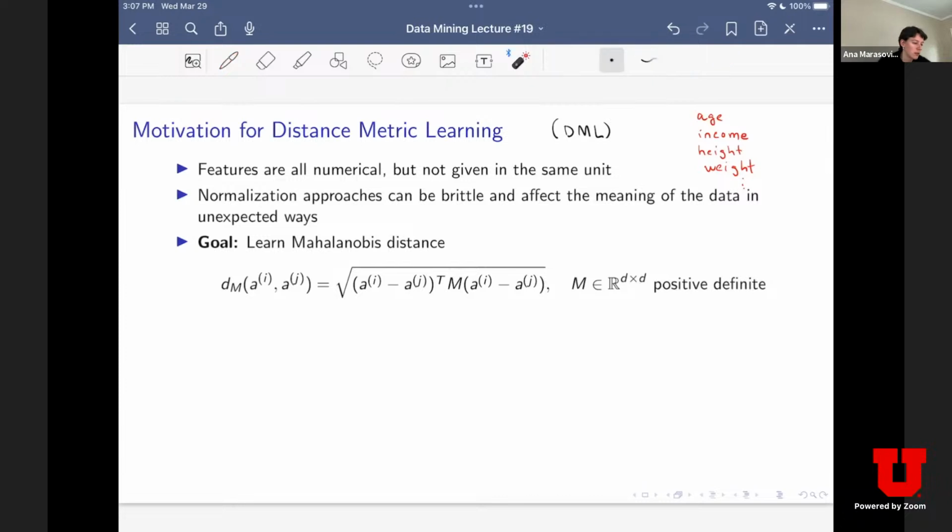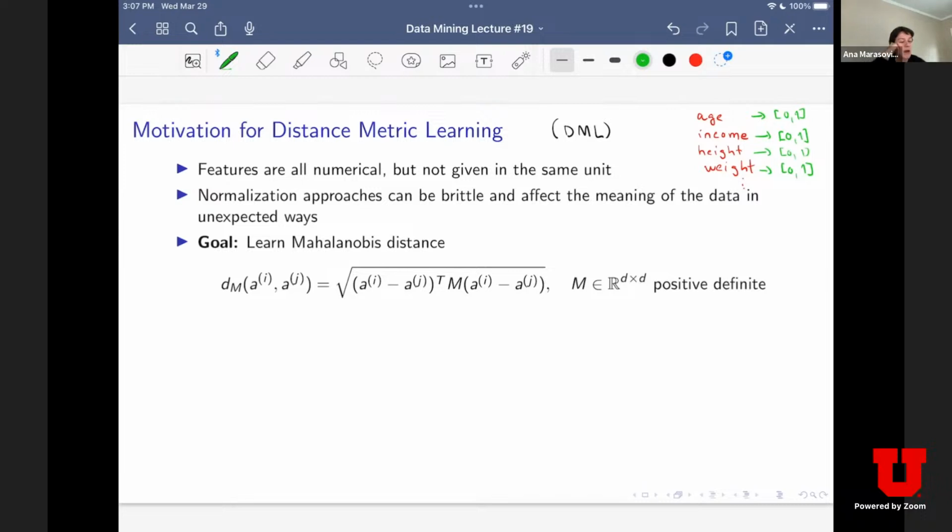So one thing that is standard, but very finicky and very brittle, is to use some kind of normalization approach, such that you scale each one of these things to the same range. So you use some kind of scaling to say, okay, ages are going to be all in the range of 0 to 1. Income will also be in the range of 0 to 1, height as well, weight as well. So you kind of artificially set them all to the same ranges, and it might seem like they're in the same unit. But this can be very finicky.